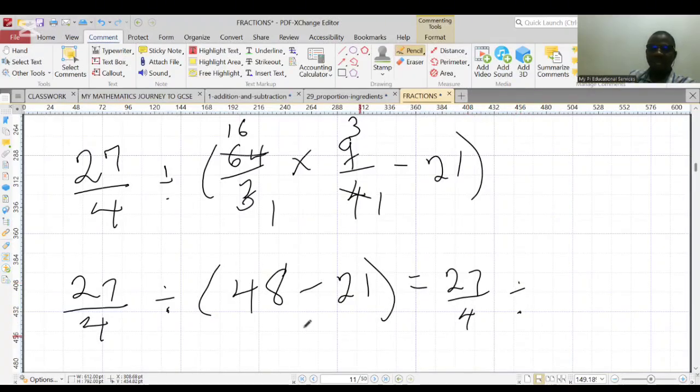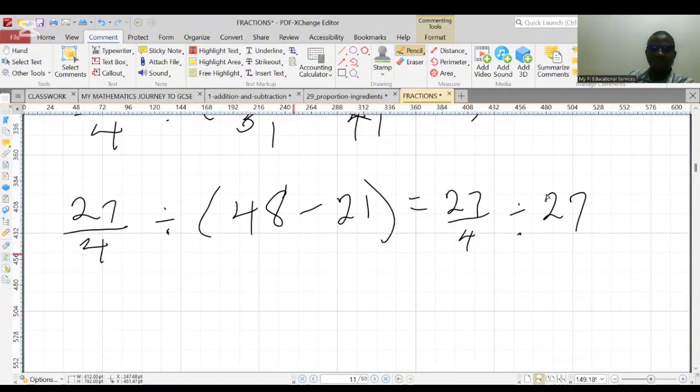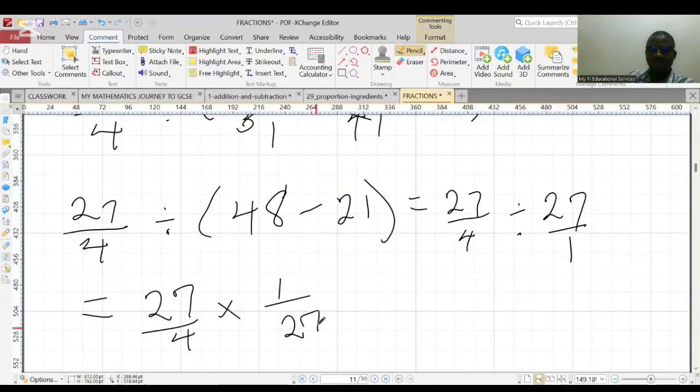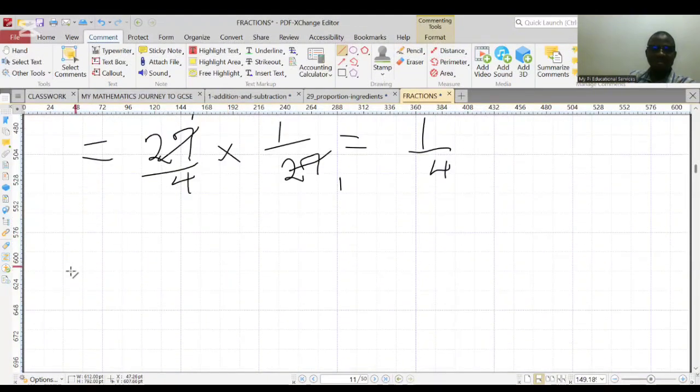divided by, now 48 minus 21 will give you 27 out of 1. So this can be written as, don't forget the rule of division. You keep the first fraction, you change the division to multiplication, then you flip the next fraction to 1 out of 27. 27 can go here once, 27 can go here once. So finally we have 1 out of 4. So that is it for Example 2.